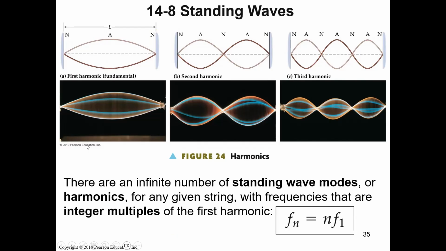And there are infinite numbers of standing waves, and each mode is called a harmonic. Okay? And the frequencies are integer multiples of the first harmonic. We will derive this soon. So if the first harmonic has a frequency f1, then the second harmonic has a frequency of 2f1, and the third harmonic has a frequency of 3f1.